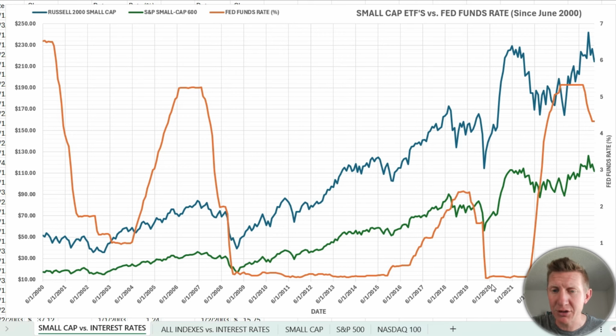We see a drop in interest rates again here, right around the time of COVID. And we have a spike in growth, right? So low interest rates do lead to spikes in growth. And then we have a rising interest rate environment here in 2022. And what we see is growth in the underlying index.